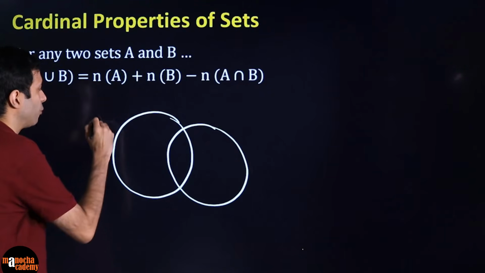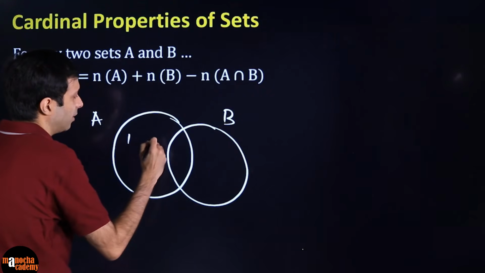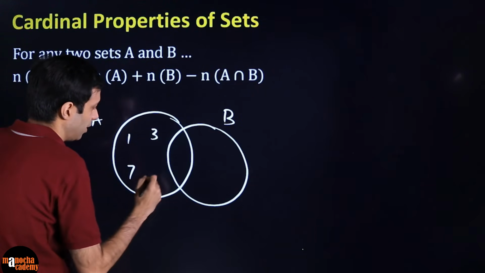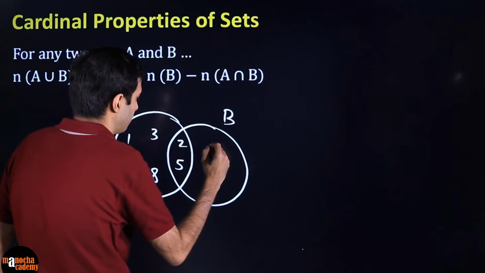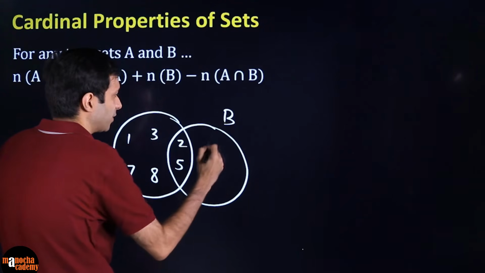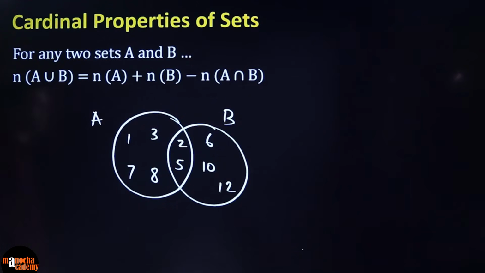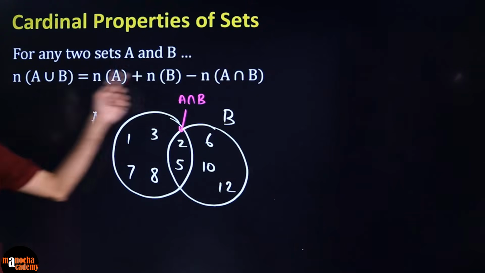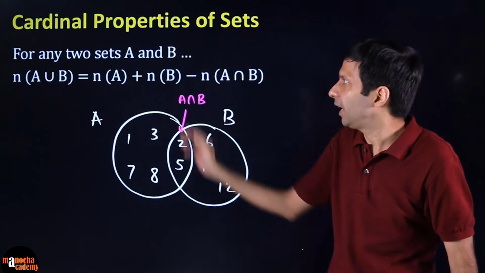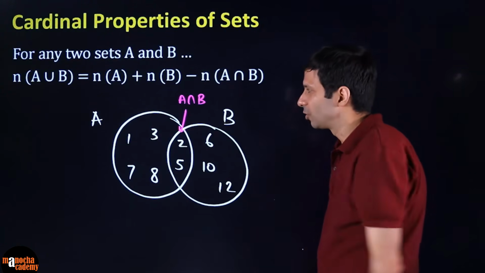Let's say we have two sets A and B, containing these elements: 1, 3, 7, 8. In the intersection we have 2, 5, and here let's say we have 6, 10, 12. So that's our example. Intersection means this part in the middle here. Let's go ahead and check if this formula is working. How many elements do we have in A union B? A union B means all the elements in A or B or both. So how many elements are there?